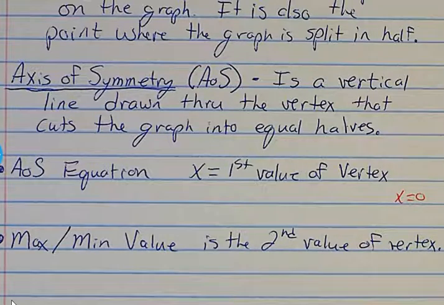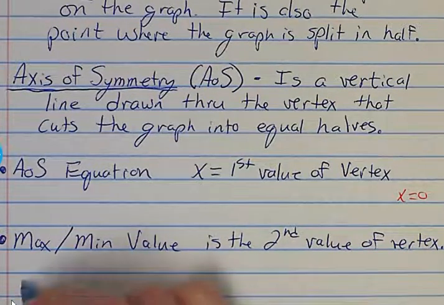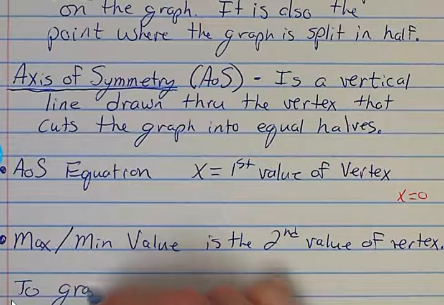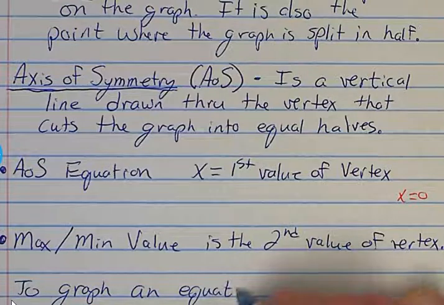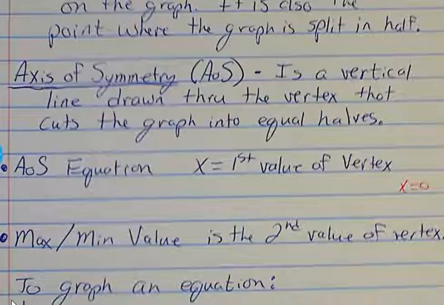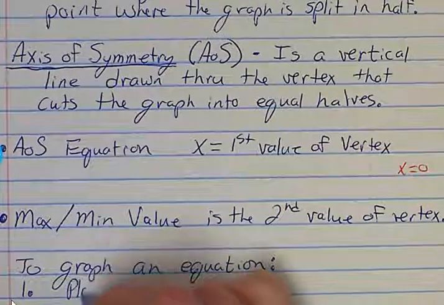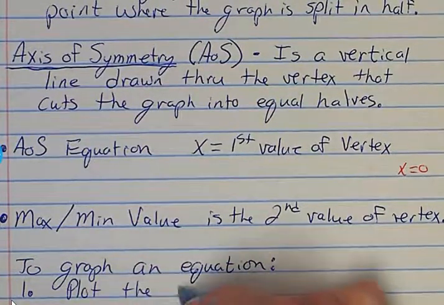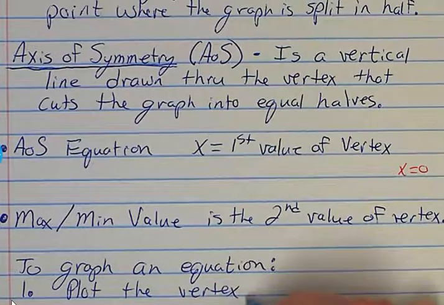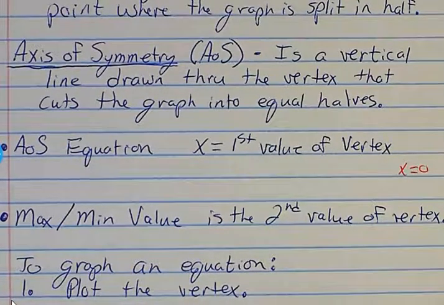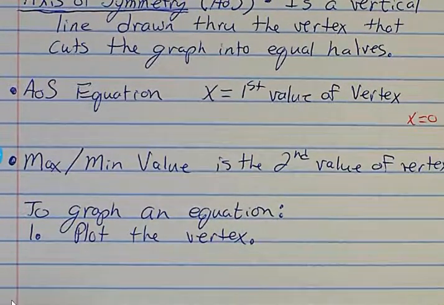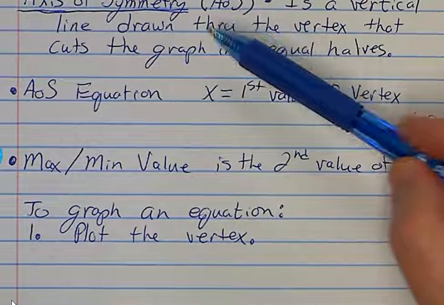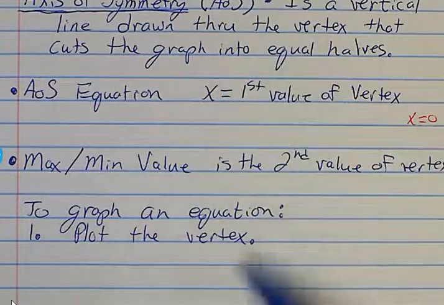So, all right, here's what we're going to do. To graph an equation, we're going to be able to do two things here. First thing is, you've got to plot the vertex. Just like when we were doing absolute values, we always had to get the vertex first. Well, for these, it's going to be the same thing. You have to find the vertex first, because everything else we do spins off the vertex. The axis of symmetry, the line, the max or min value, everything spins off that vertex value.